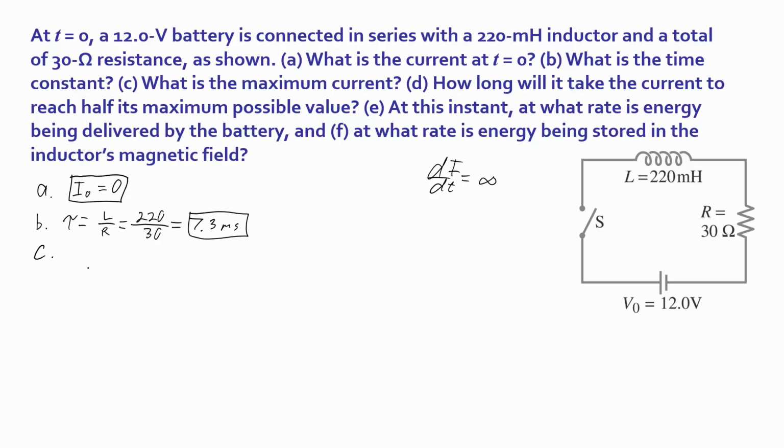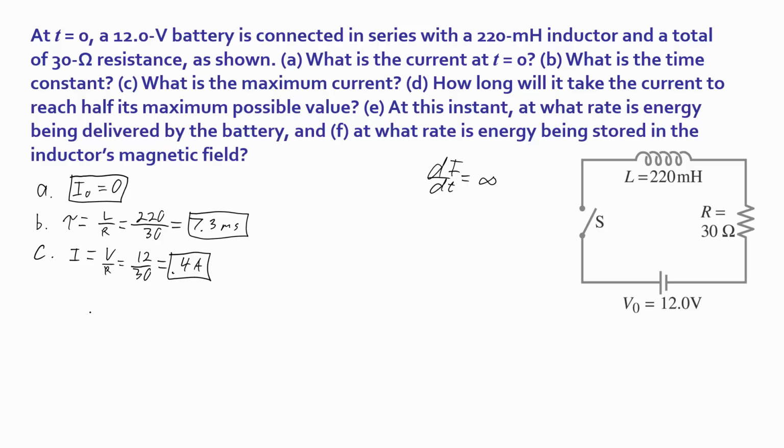Part C, what is the maximum current? So the inductor slows the rate of change, but in the long run it doesn't affect the circuit overall. After a while, when the current reaches a steady state, it's like the inductor's not there at all. So if we ignore that inductor, we can just find the maximum current by using Ohm's law, V over R. We've got our voltage of 12, our resistance of 30, and we get a 0.4 amp maximum current.